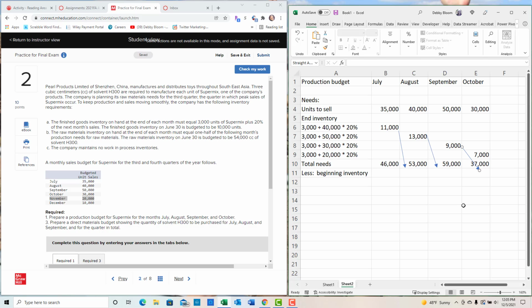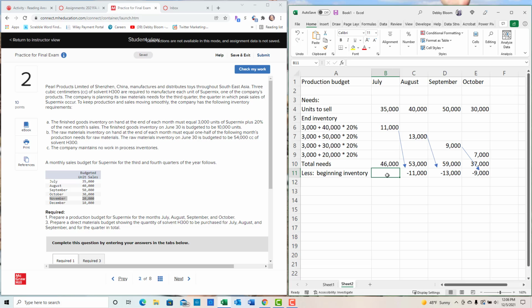So we have almost all the numbers that we need. So here in August, I want to subtract 11,000. Here in September, I want to subtract 13,000. And here in October, I want to subtract 9,000. Once again, just carrying the numbers over.